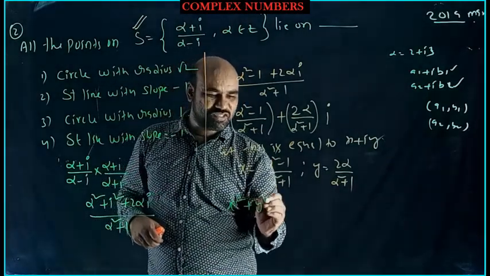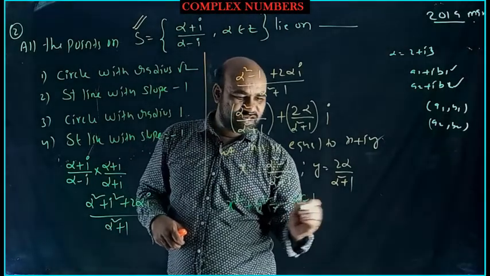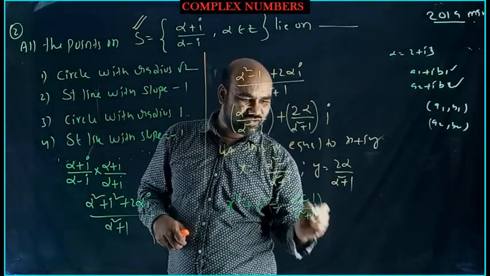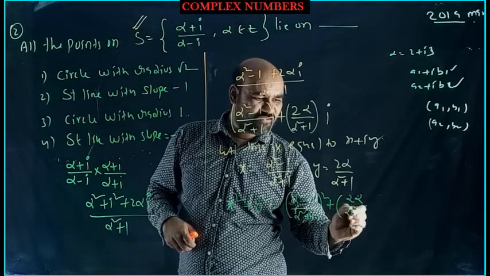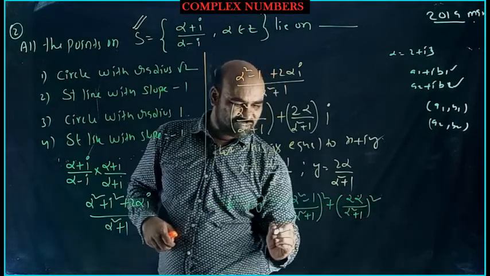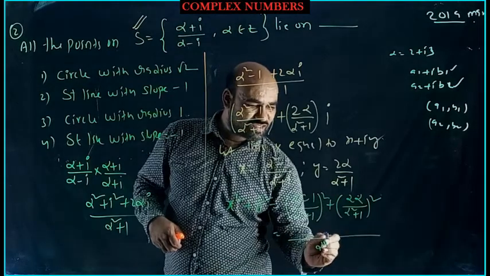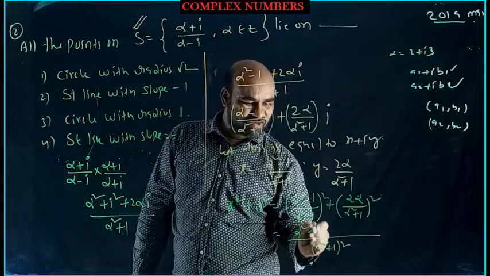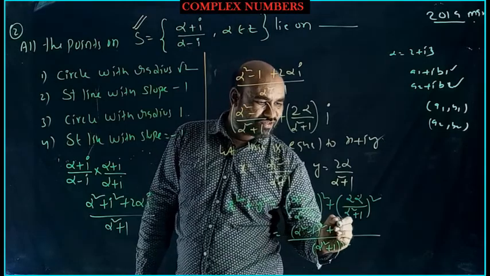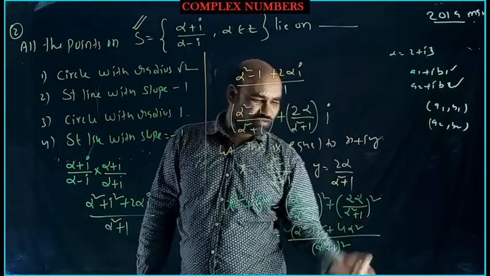x square plus y square equals ((alpha square minus 1) by (alpha square plus 1)) whole square plus y square, that means (2 alpha by (alpha square plus 1)) whole square. So here I can take (alpha square plus 1) whole square as LCM. Numerator is (alpha square minus 1) whole square plus 4 alpha square.